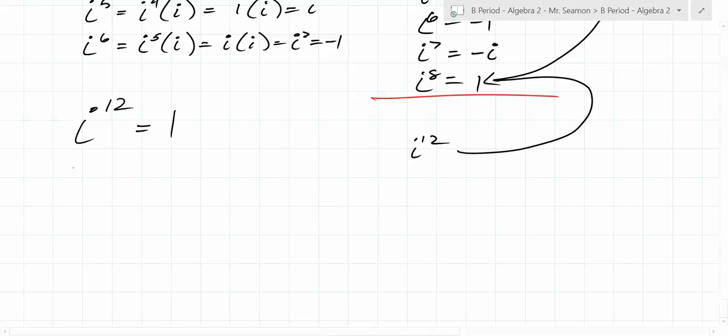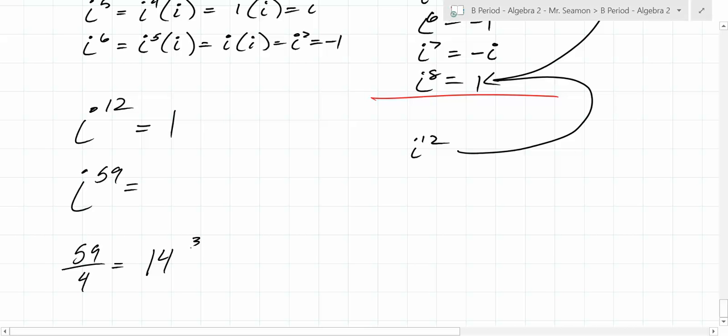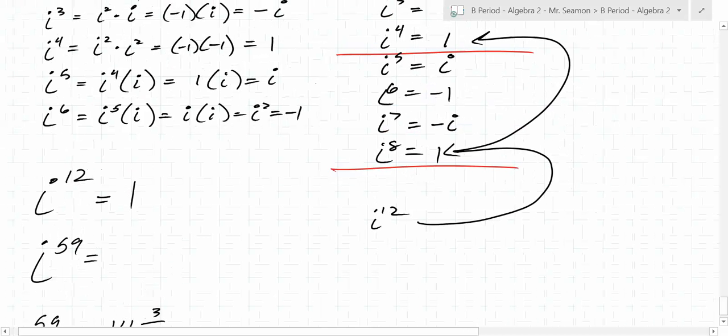So then you could get even more fun. I could say, what is i to the 59th power? What simple division do you have to do to figure out which one it goes to? It's only 1 of 4 answers, right? Correct. You do 59 divided by 4. What's the closest multiple? Well, 4 times 15 is 60, so it's going to be 14 and 3/4.